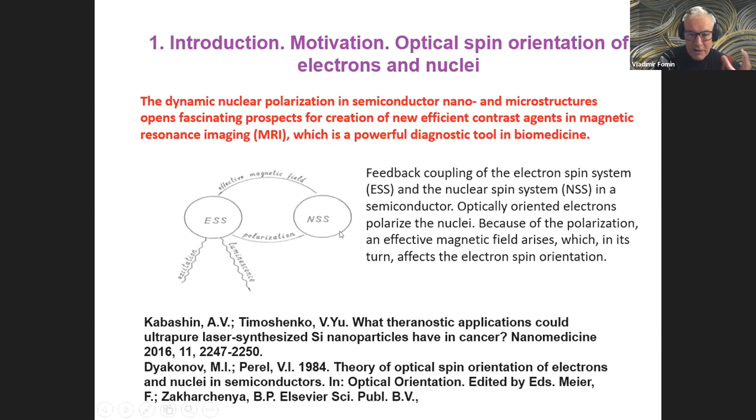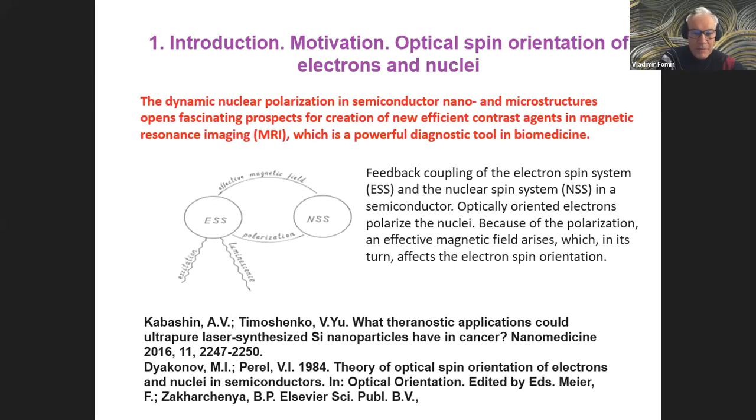There are two systems in a solid, the electron spin system and the nuclear spin system. And it is nuclei which are markers or tracers of different tissues or different states of tissues in biomedicine. But they should be somehow excited, reached, and controlled. The present tool is based on the following physical picture. The optically oriented electrons can be excited optically, and they can also radiate light. They produce an effective magnetic field.